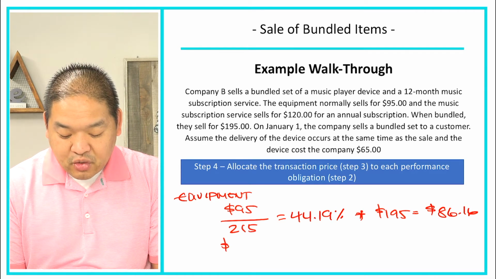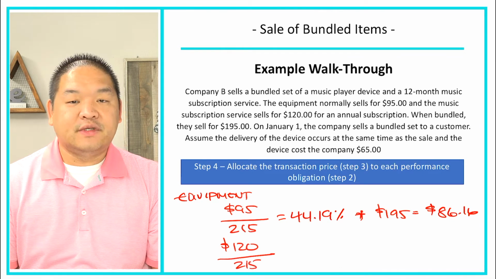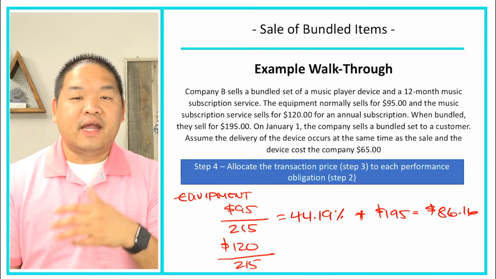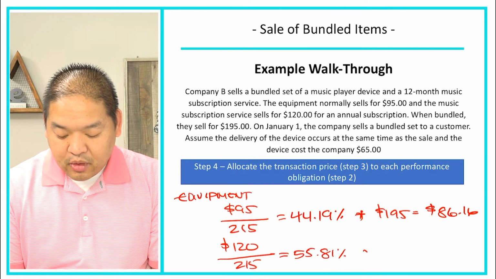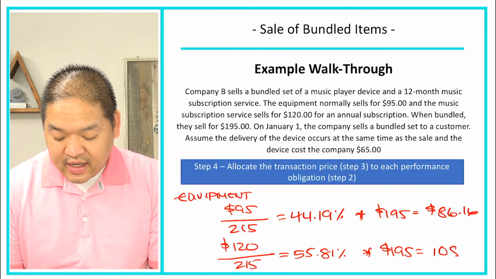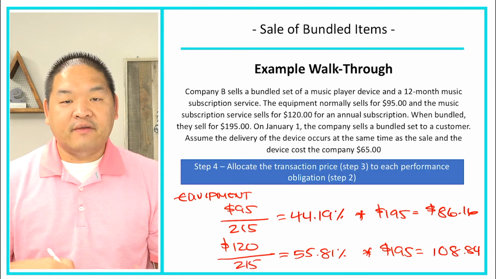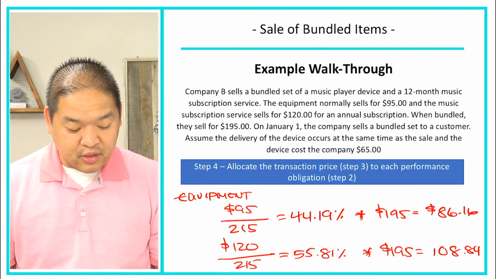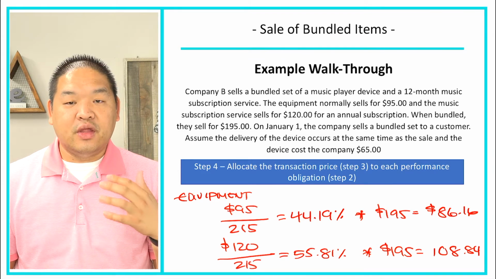Well, the subscription normally costs $120 all by itself. Our total allocation base is $215, what it would cost for each of the items individually. That gives us a percentage of 55.81%. We'll multiply that by 195, and we get 108.84. So $108.84 of the $195 is going to go to the subscription. All right. So once we have that, then it's time to do the journal entry.